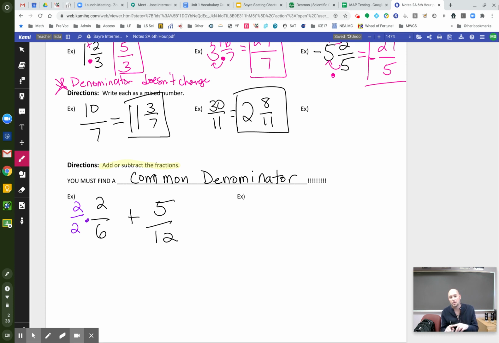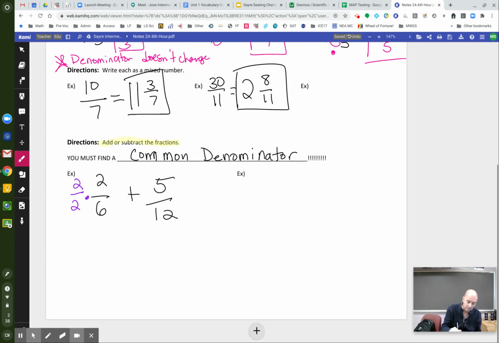Now I can do that because when I multiply by 2 over 2, because 2 divided by 2 is 1, I'm really multiplying by 1, which doesn't change the fraction. It changes the numbers, but it's still the same size fraction. It's just an equivalent fraction. Okay, so if I do that, I'm going to get 4 over 12 plus 5 over 12.